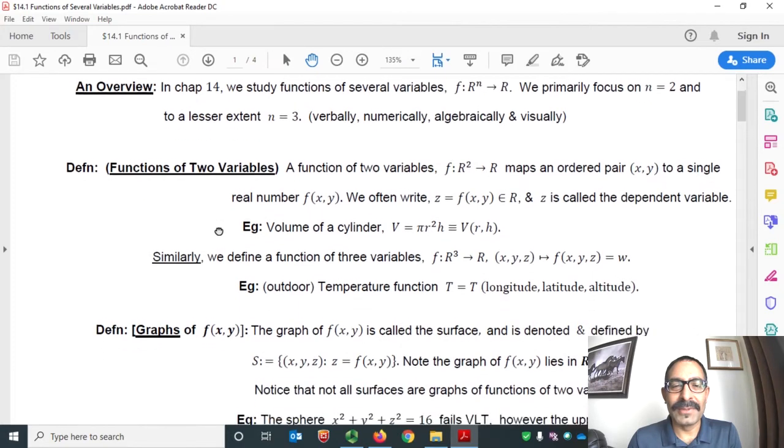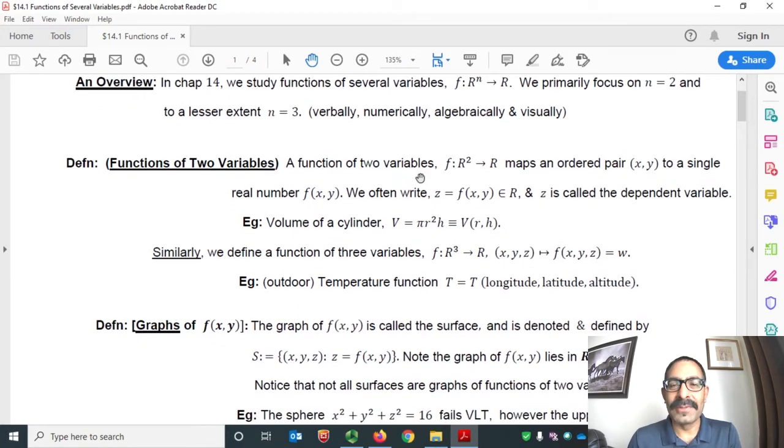Functions of two variables. A function of two variables f from R2 to R maps an ordered pair (x, y) to a single real number f of (x, y), and we often write z equals f of (x, y), and z is called the dependent variable. Quick example of a function of two variables: the volume of a cylinder V, which is pi r squared h. So here pi is a constant, r and h are variables, so we can write this as a function of r and h.